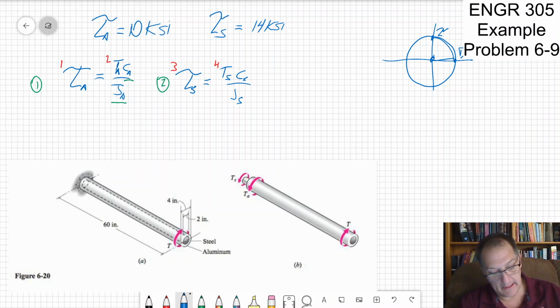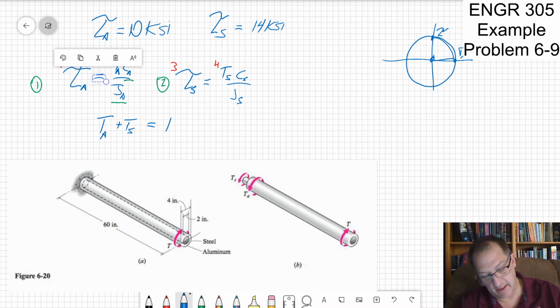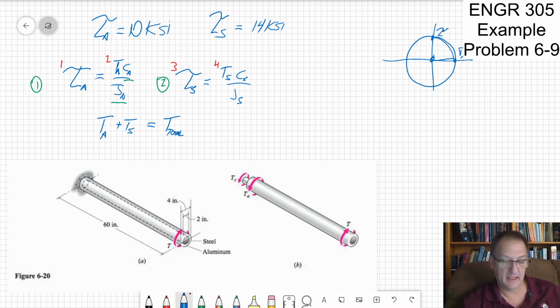I know that the torque in the aluminum plus the torque in the steel is equal to, well, whatever torque is applied total. I guess it doesn't really help me. At some point I want to figure that out, don't I? That just adds another equation and another unknown. I don't really think that helps.